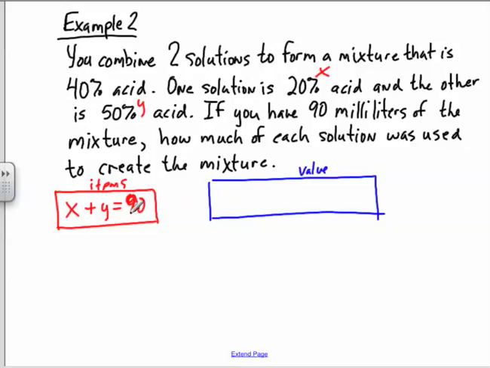Okay, now I need to write up its value. I know that the amount of acid in the first one is 0.2x, because I can't write a percent in the equation. I have to change it to a decimal. If I add the acid from the first kind to the acid of the second kind, that's going to be 0.5y, right? I'm going to get the amount of acid that's in the mixture. The acid in the 20% plus the acid that's in the 50% equals the acid that's in the mixture. Okay? All right. Now again, it's just algebra.